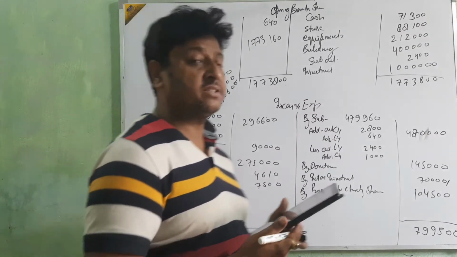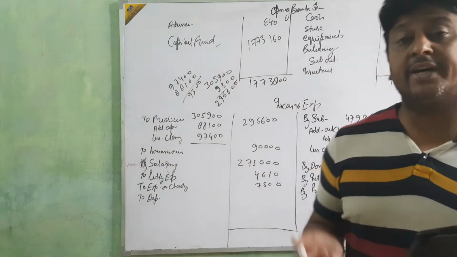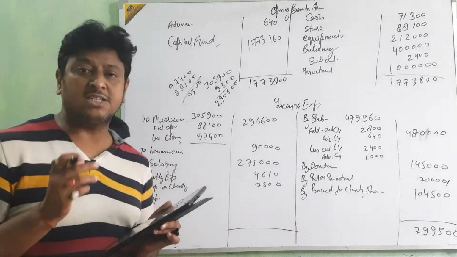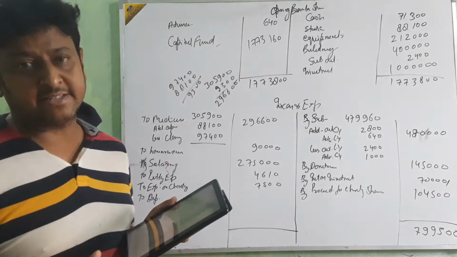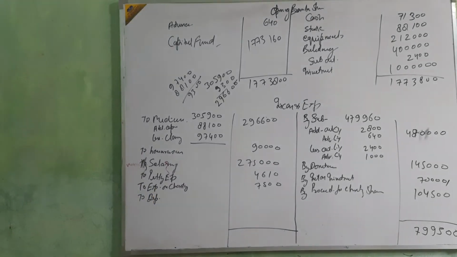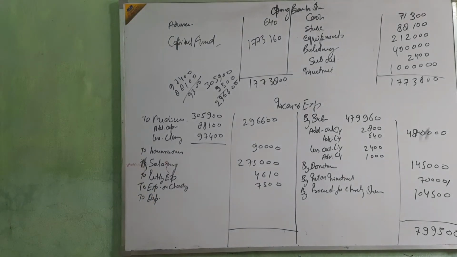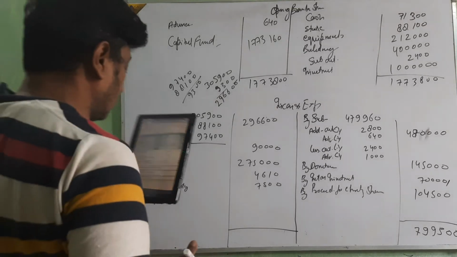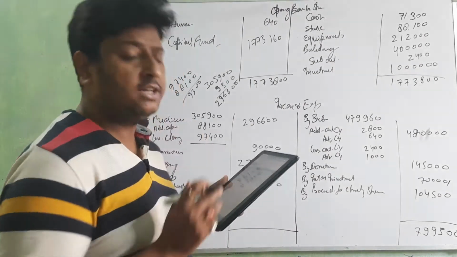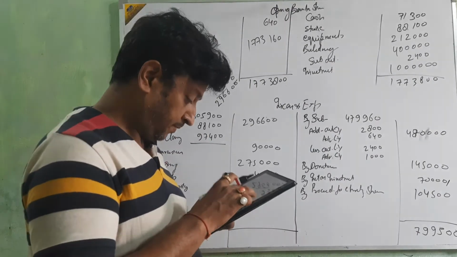Here depreciation is not given directly. We are going to calculate the depreciation by seeing the difference between the opening and closing of assets. Okay beta? Here we are going to see the depreciation by seeing the opening and closing of the assets. Just see.